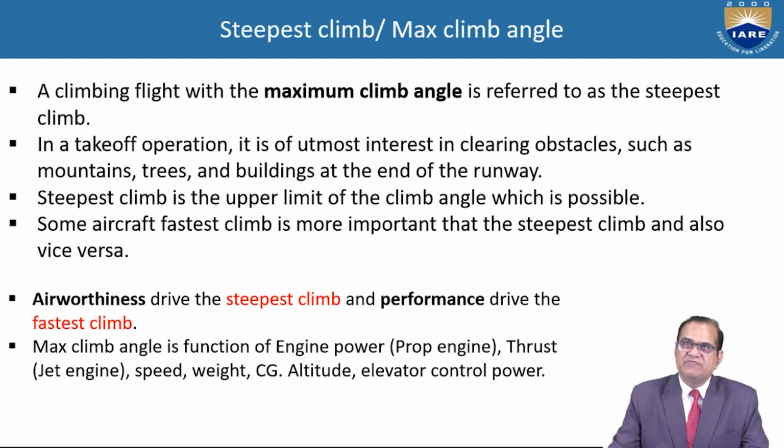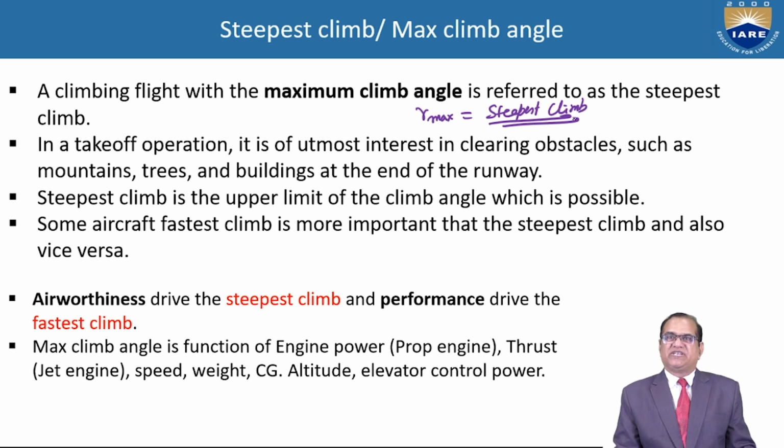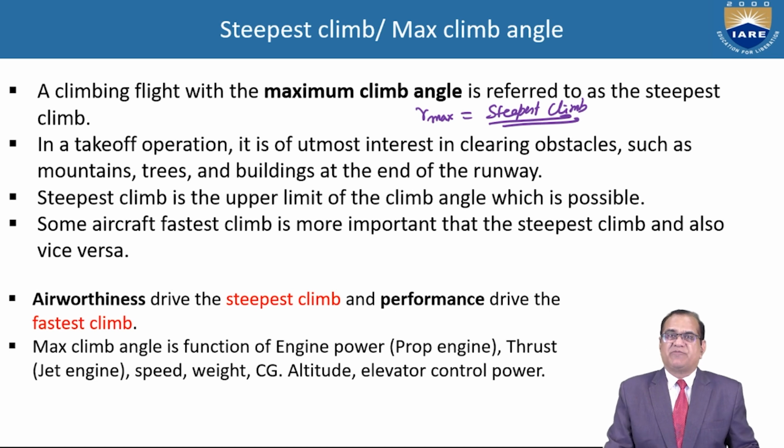So steepest climb, or maximum climb angle. A climbing flight with the maximum climb angle is referred to as the steepest climb. So if you have gamma maximum, then it is a steepest climb. In a takeoff operation, it is of utmost interest in clearing obstacles such as mountains, trees and buildings at the end of the runway. So the aircraft which has more gamma maximum is better to cross the hills and all. Steepest climb is the upper limit of the climb angle which is possible.